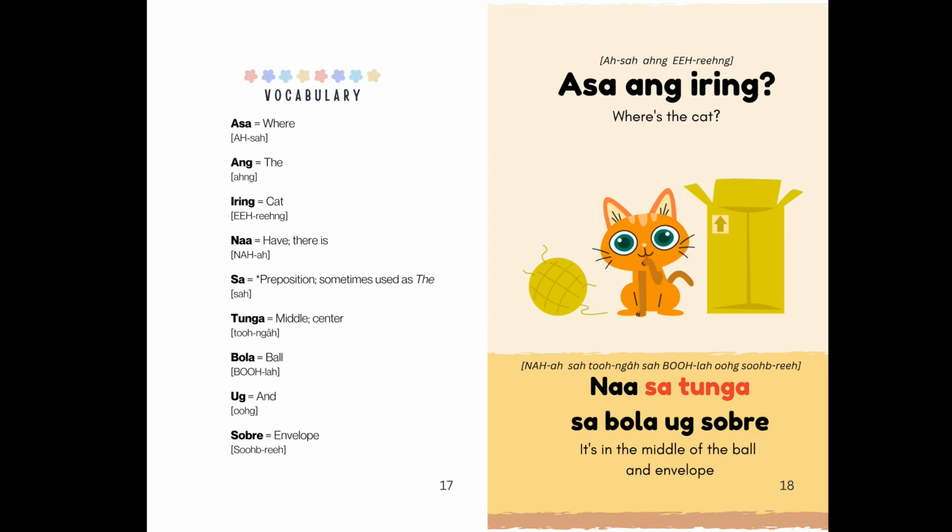Vocabulary list. Asa means where. Ang means the. Iring means cat. Naa means have or there is. Sa is a preposition, sometimes used as the. Tunga, middle or center. Bola means ball. Ug means and. Sobre means envelope.